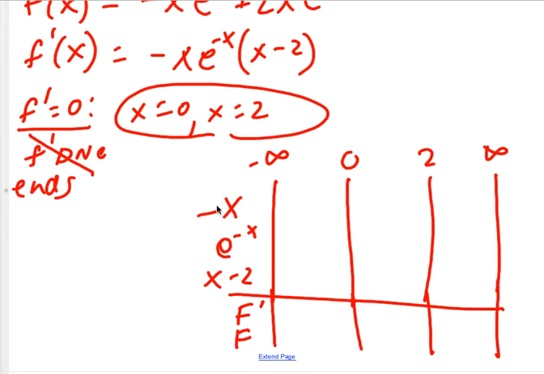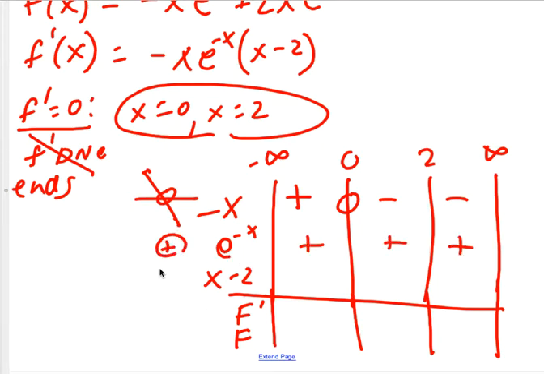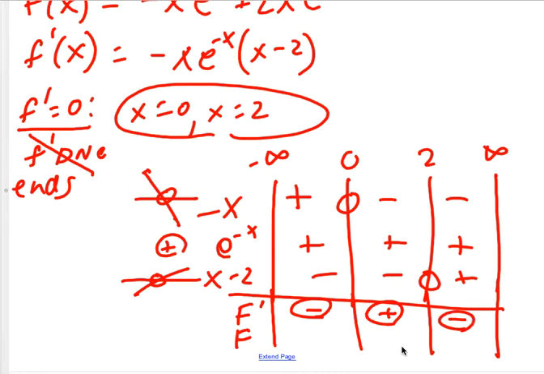So let's start with negative x. Negative x is a line with a negative slope. So it's 0 at 0, right? But it's going to be the reverse. It's going to be above the axis before it crosses 0 and then below. E to the stuff is always positive. And x minus 2 is a line with a positive slope. So it's got a 0 at 2. It'll be negative before it crosses that 0 and positive after. So I get negative, positive, and then negative. So my f is decreasing, increasing, decreasing.